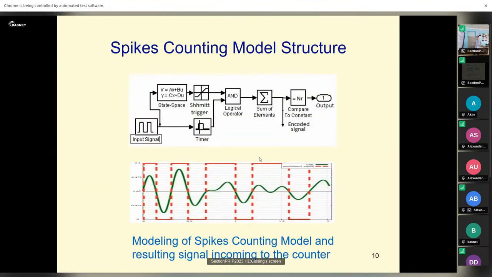It's logic elements modeling. We have some input signal, for example a voice signal. We have the state space, a linear filter, a Schmitt trigger, and a logical operator AND for managing the timer, and it manages the dynamics of the synapse. So it's the incoming signal to the counter, and then it's compared with N_REP, our theoretical value.